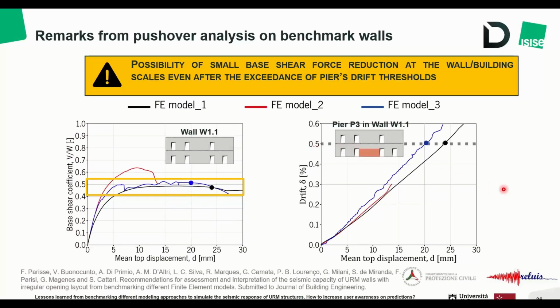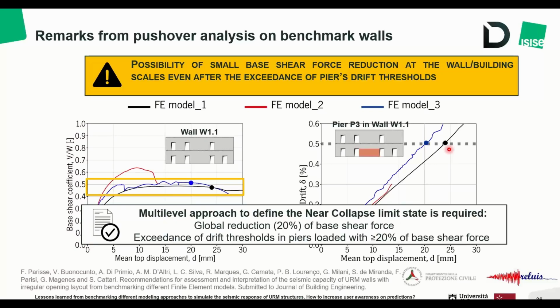So our suggestion is to basically define a posteriori the points in which the analysis should be considered stopped, and to consider a multi-level approach to define the near collapse limit state. So with checks not only at the global scale but also at the local scale, basically at pier scale, with exceedance of drift threshold in piers loaded with more than 20% of the base shear force.